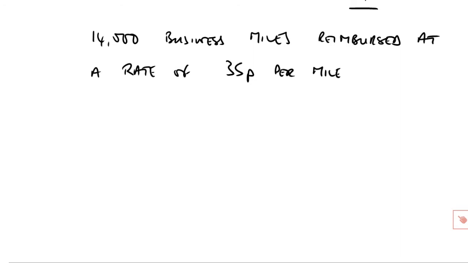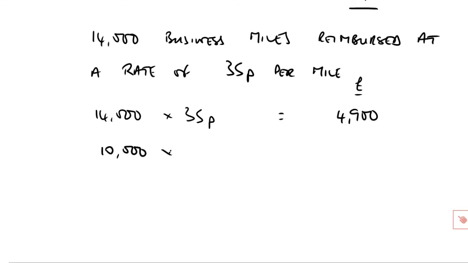So what we've got to do here to determine the position for the employee is to compare what you actually got, 14,000 at 35p. Now if you put that through your calculator, I think that what that comes to is £4,900. 14,000 at 35p. And we compare what you actually got with the authorised, the approved rates. That would have been 10,000 times 45p.